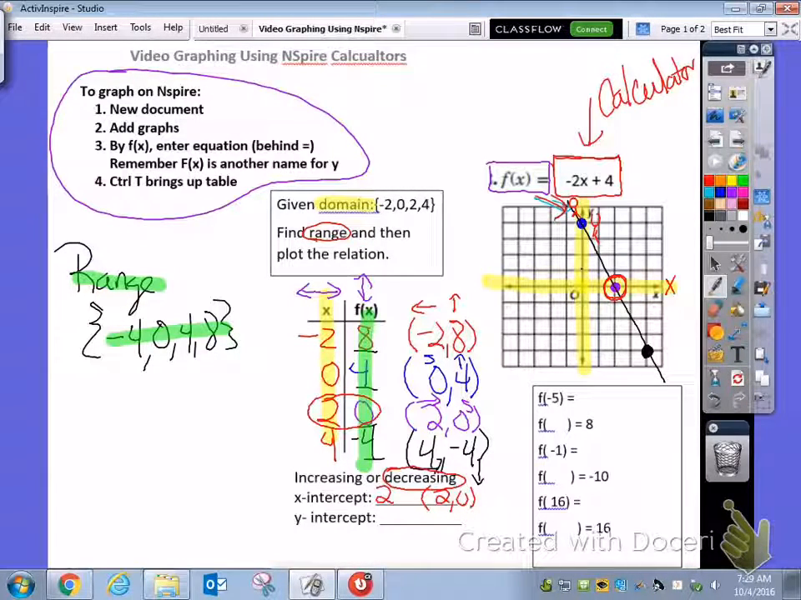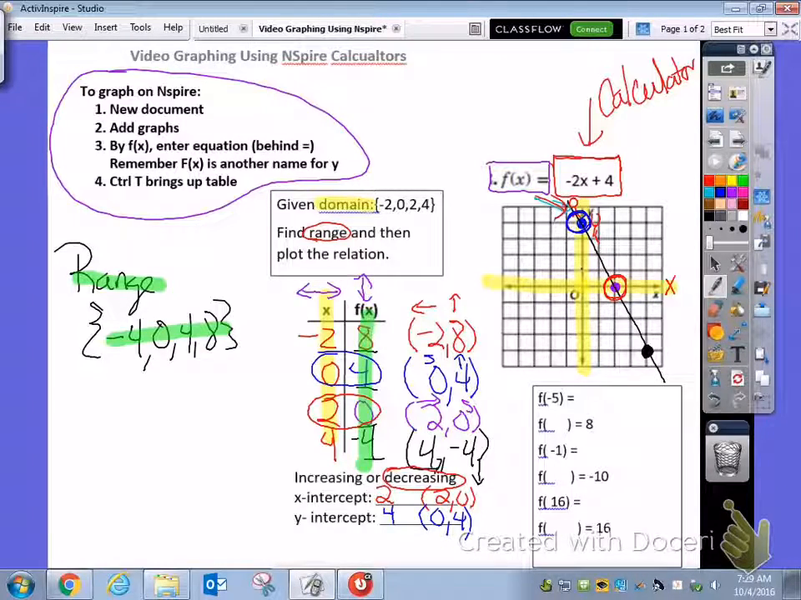The other point, the y-intercept, is this blue circle. It's on the y-axis, and that one was (0, 4). That is your y-intercept. So 4 was where it touches the y-axis. My ordered pair is (0, 4). That is the coordinate points. That is your x and y.